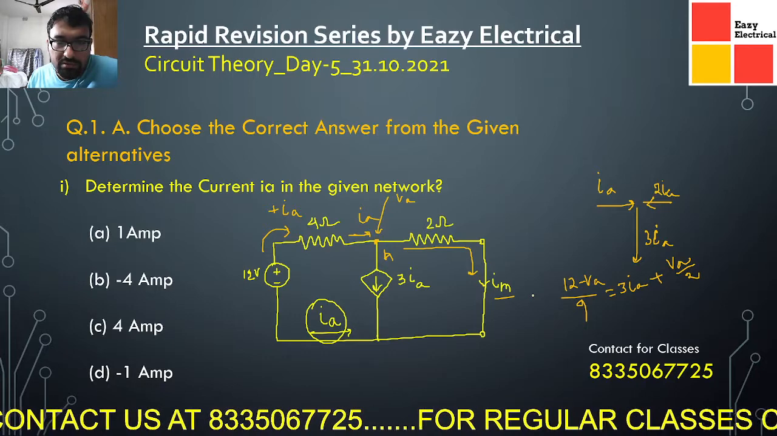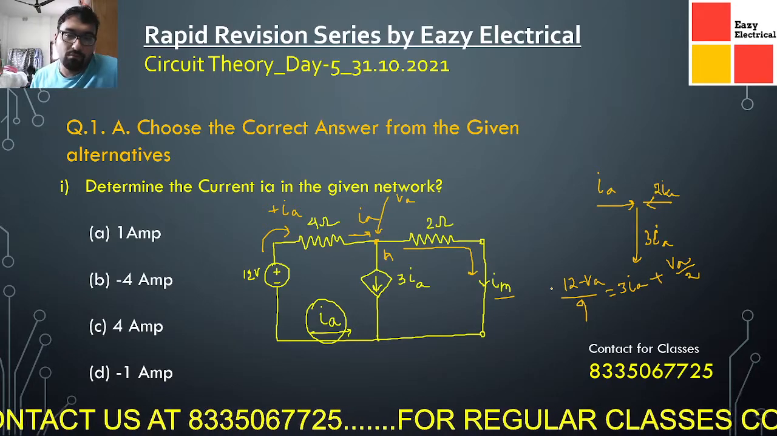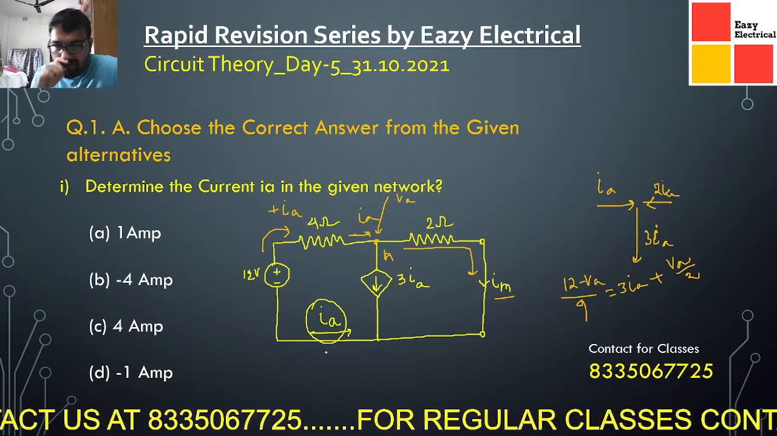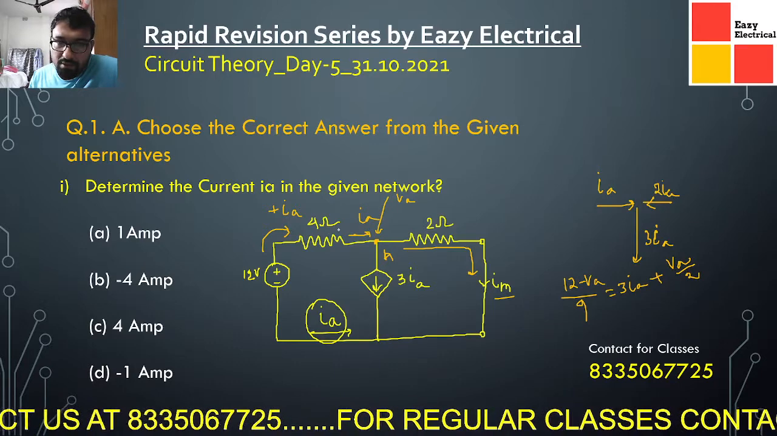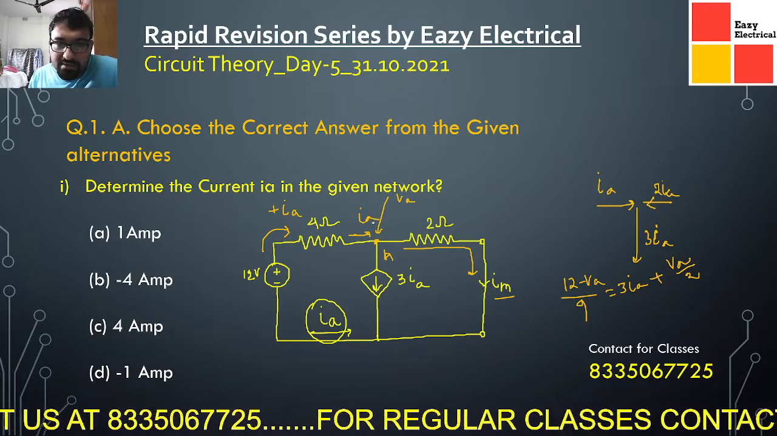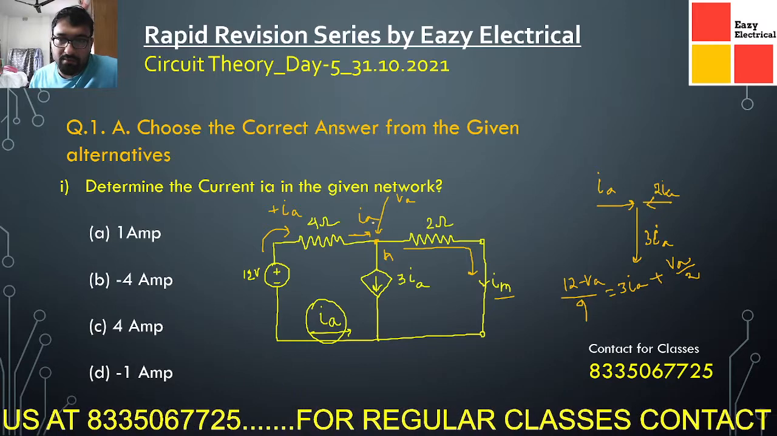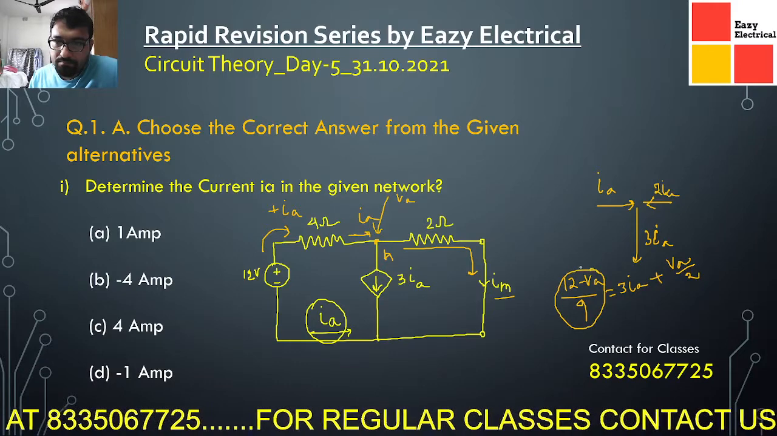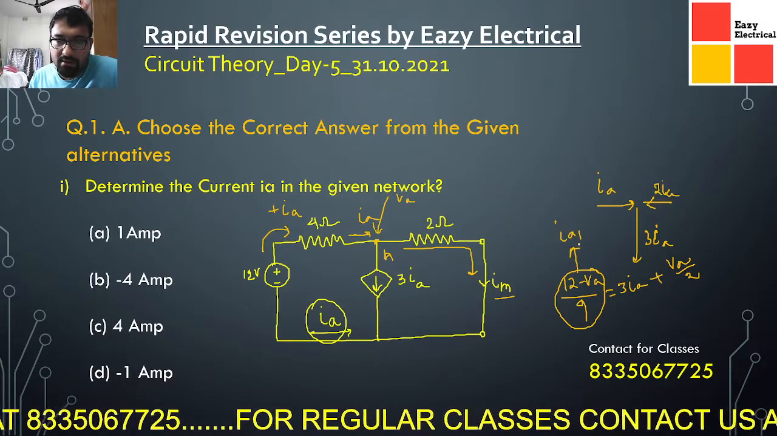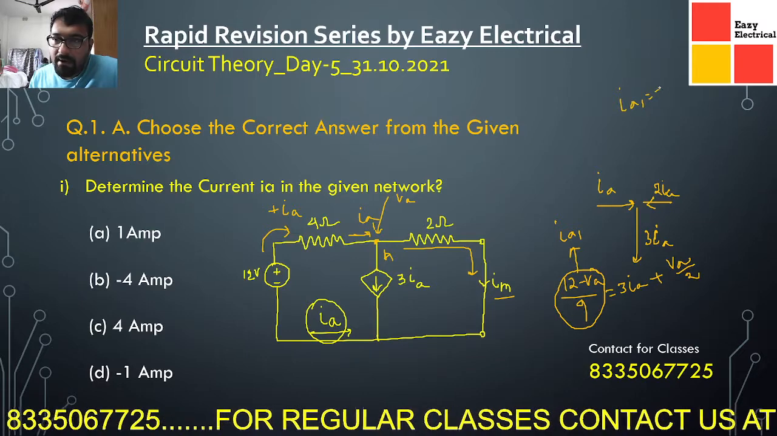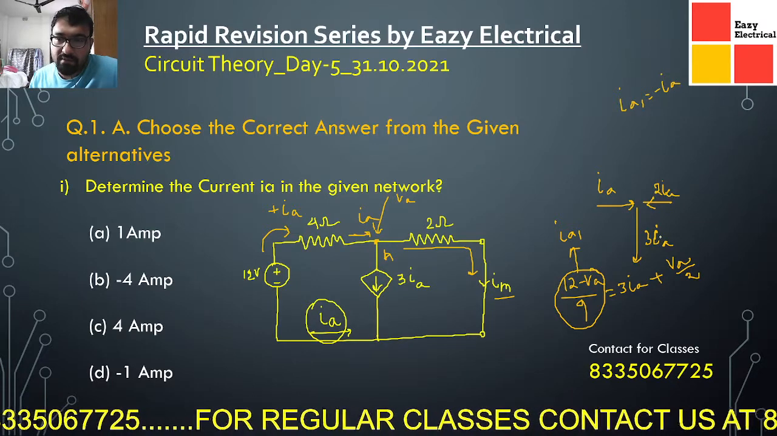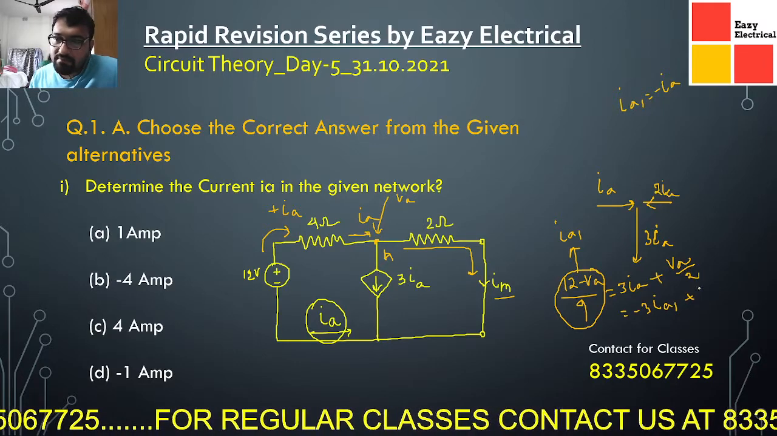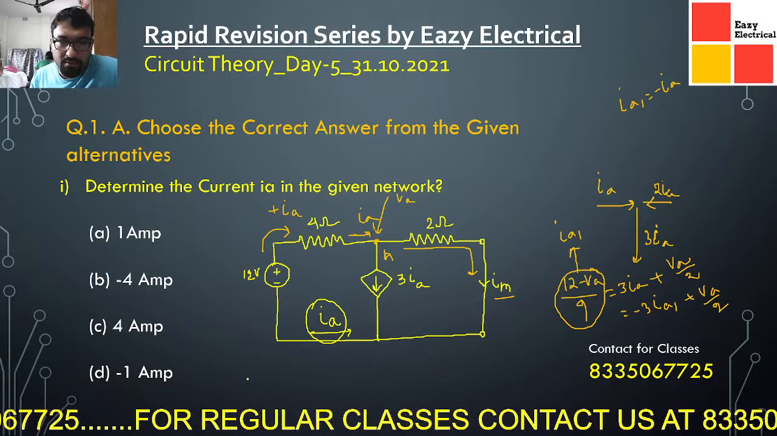So 12 minus VA by 4, we cannot consider this as the same current, because here, 12 minus VA by 4, if this is IA, right? So this has to be something else, not IA. Suppose this is IA1. Now IA1 is minus of IA. So here we have to write minus 3 IA1 plus VA by 2. That is the problem that I have just made.